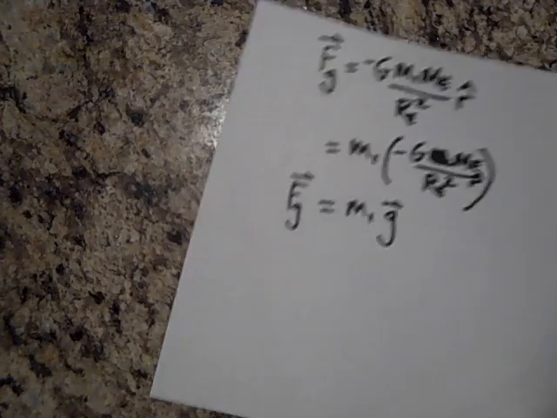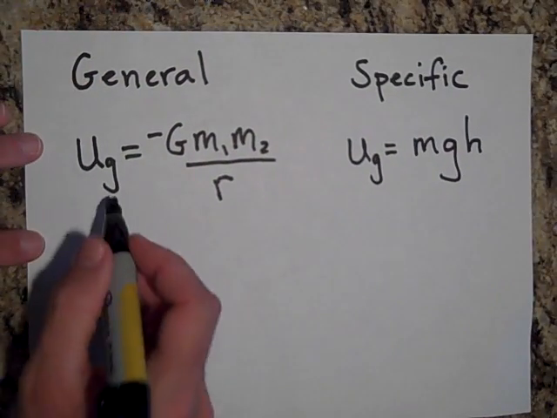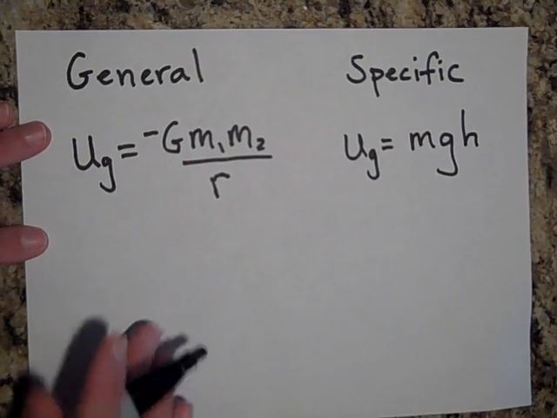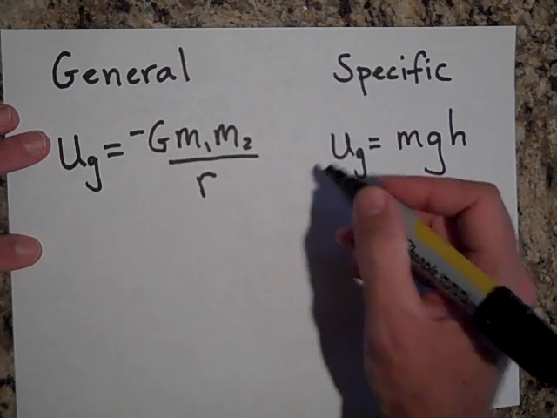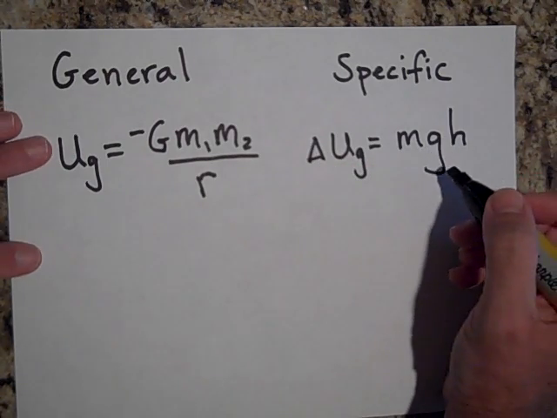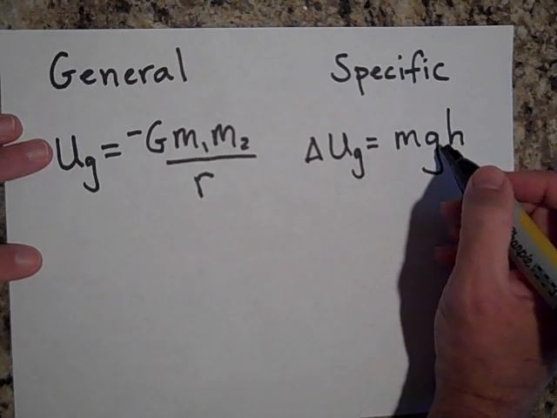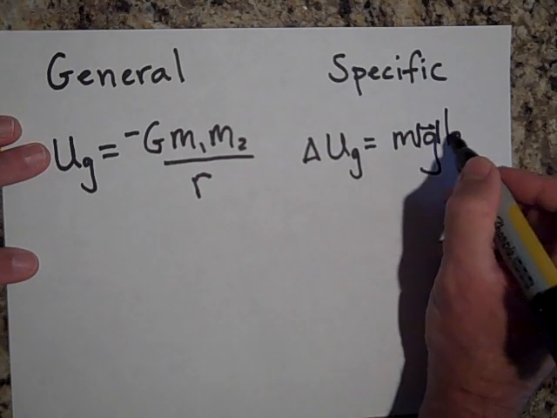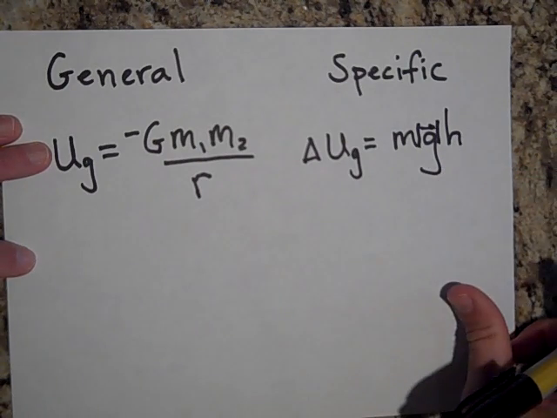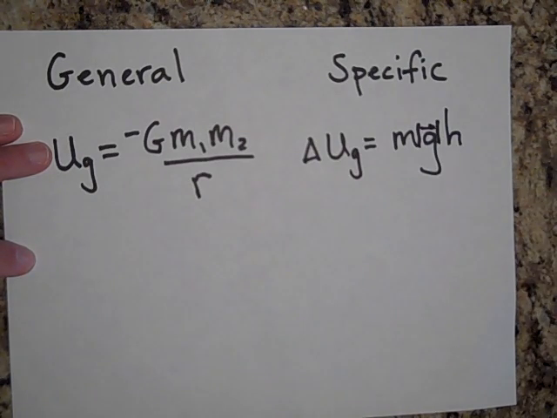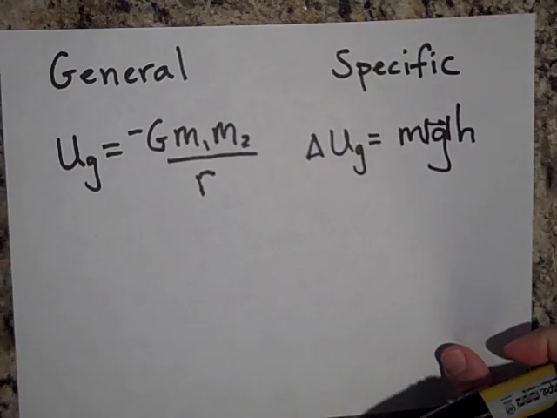Now what I'd like to show you is for potential energy, we should be able to go from the general form for potential energy to the specific form. Now a couple things about the specific form. This is really the change in potential energy. And when you use this, the g is really the absolute value of g. You're not using the vector of it. It's just mgh, where g is 9.8 meters per second squared. You don't put in the negative for g. All right, so let's get going on this.